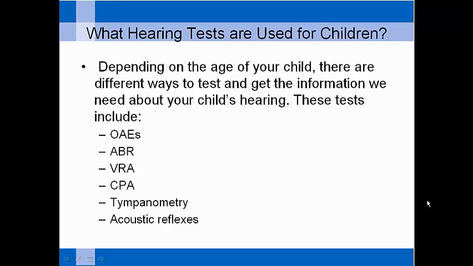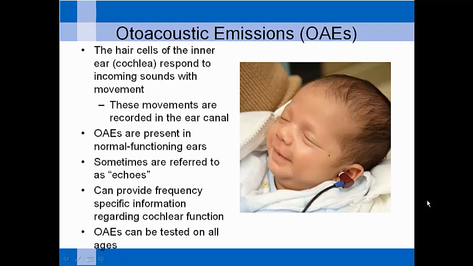Depending on the age of the child, we may use different tests to get the information we need. These are some of the tests, and they include OAEs, ABR, VRA, CPA, tympanometry, and acoustic reflexes, and we'll just briefly go through each one of these. Otoacoustic emissions is what OAEs are. This test is actually testing the hair cells of the inner ear in response to incoming sounds.